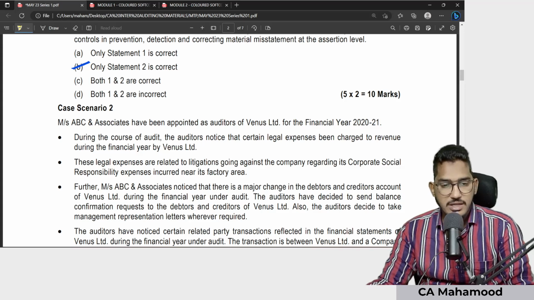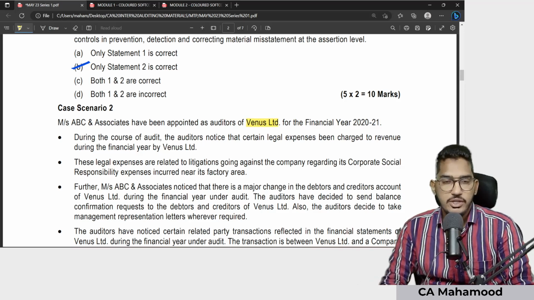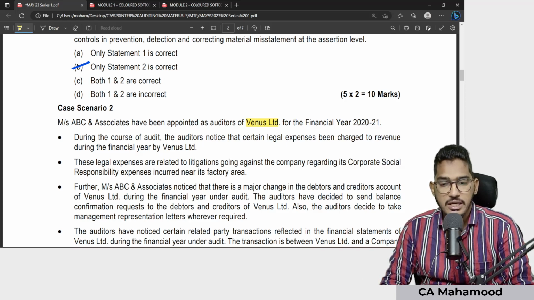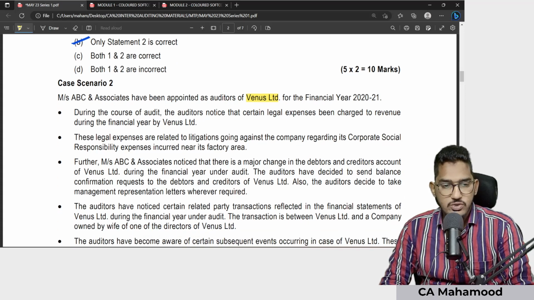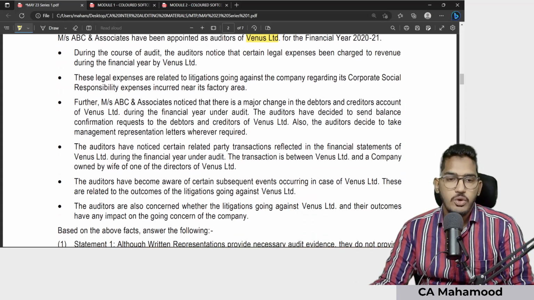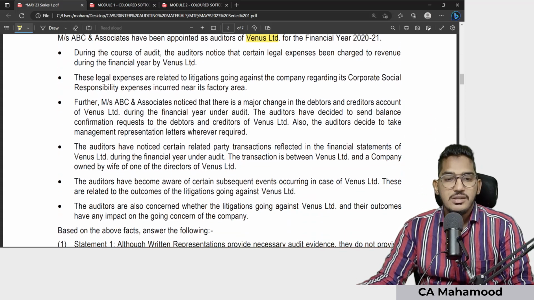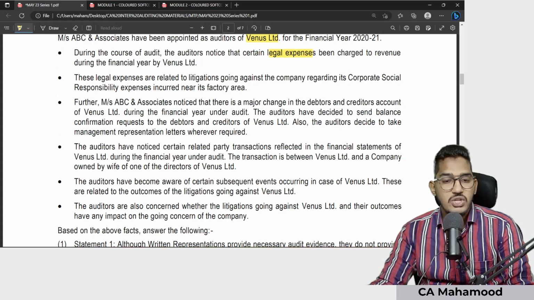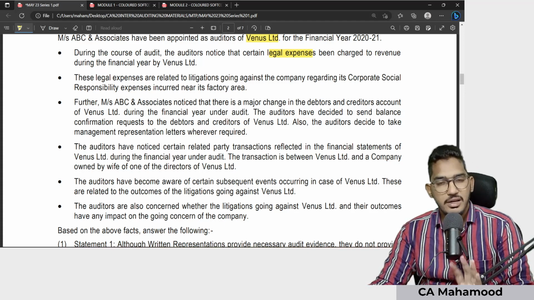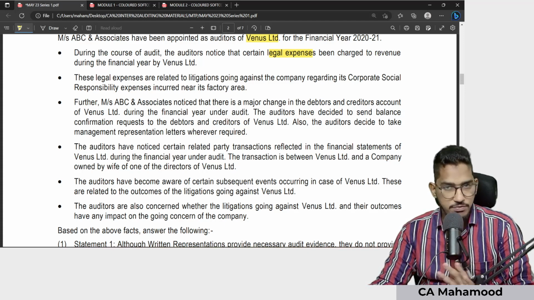ABC and Associates have been appointed as auditors of Venus Limited for the financial year 2020-21. So there is a company, Venus Limited, and for that company ABC and Associates, a firm, has been appointed as auditor. During the course of audit, the auditors noticed that certain legal expenses have been charged to revenue during the financial year by Venus Limited. So the auditors are able to see certain legal expenses shown in the statement of P&L.